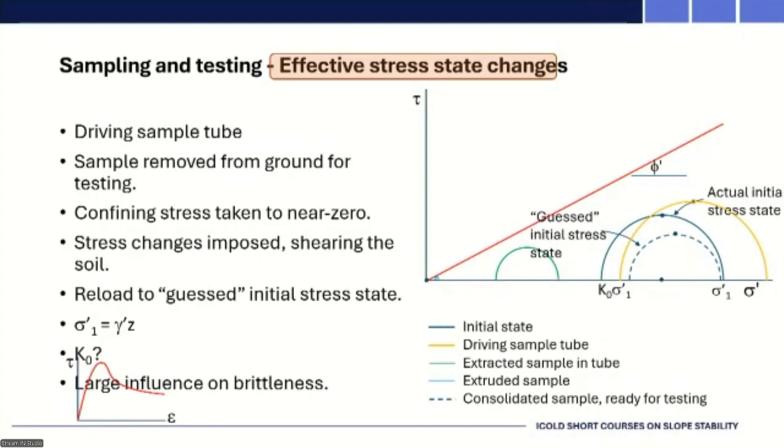Now, I on purpose did not draw it to be exactly the same as the first one, because we do not know K0. And what you can see, if you look at the apex of that circle, there's a stress coordinate. That was the stress coordinate in s-t stress space, and that is different from where it was before. So you can see in this case, it's a bit further from the critical state line than where we were before. And we are now going to start shearing that sample.